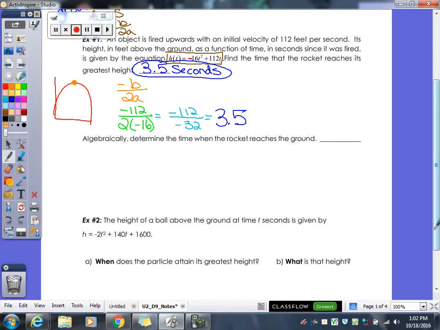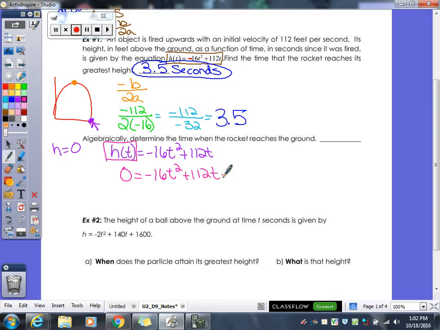Then it asks us to algebraically determine the time when the rocket reaches the ground. So we're looking for when the rocket lands right back here. That means we're looking for when the height of the rocket is back at 0, because that's when it reaches the ground. It's on the ground, not above the ground. So if we look at our equation, the part that represents our height is this part right here, the h of t. Since I'm looking for that to be 0, I'm going to replace that with a 0. And now we can solve for t.